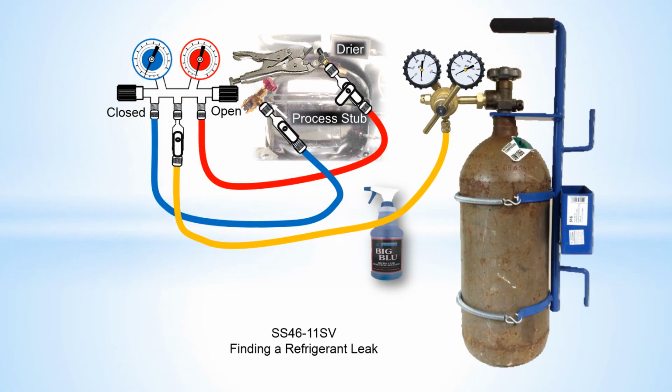Also, as you may recall from the Segno video, the nitrogen is applied to the high side and will flow through the cap tube and begin building up pressure on the low side as seen on the gauge. Please review the SS46-11SV video in Segno as needed before demonstrating the full system leak test with nitrogen procedure to your mentor or trainer.